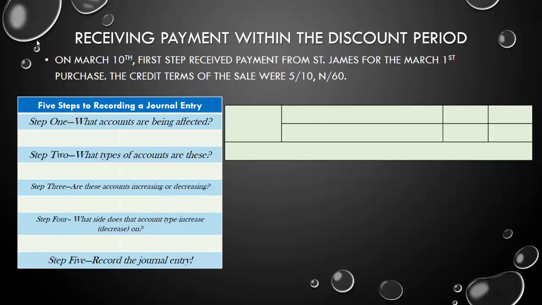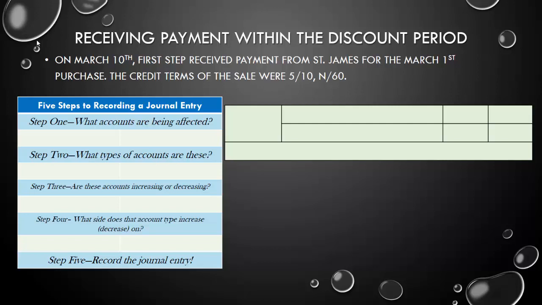Later on, we're going to receive payment from St. James for this transaction. So on March 10th, if we receive payment from St. James, we first check to see if they're paying within the discount period. March 1st to March 10th is 9 days. We offer them 5% off if they paid within 10 days. Well, 9 days is less than 10 days, so they are getting their discount, which is fine because that is what we assumed when we put it on the books in the first place.